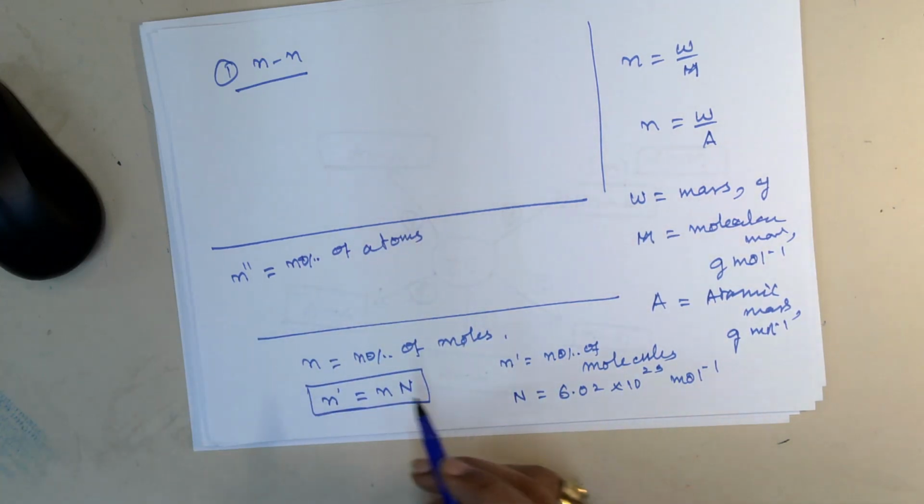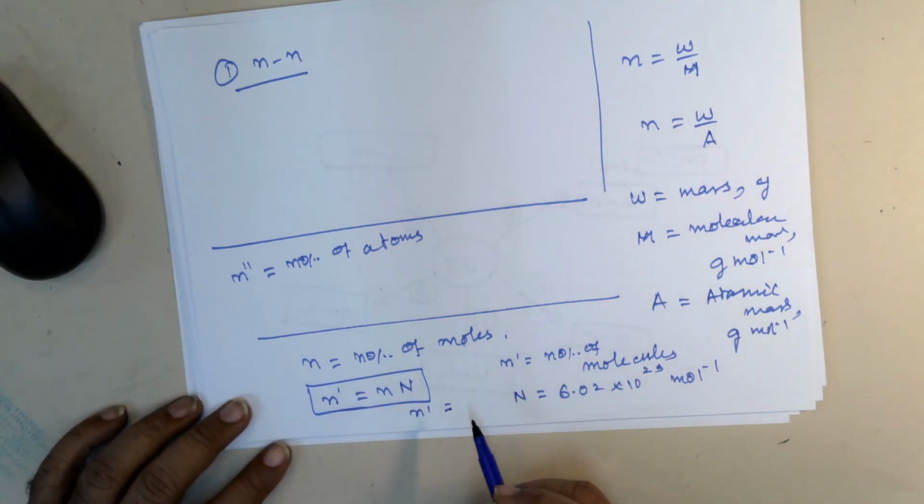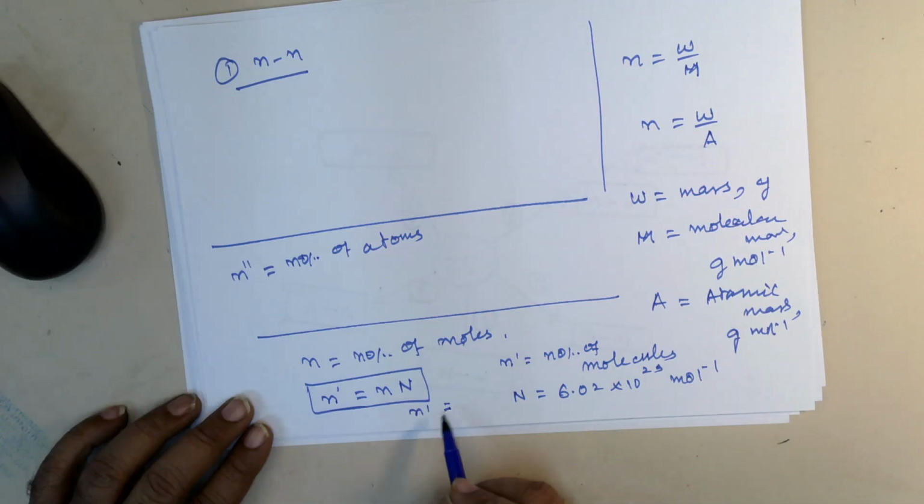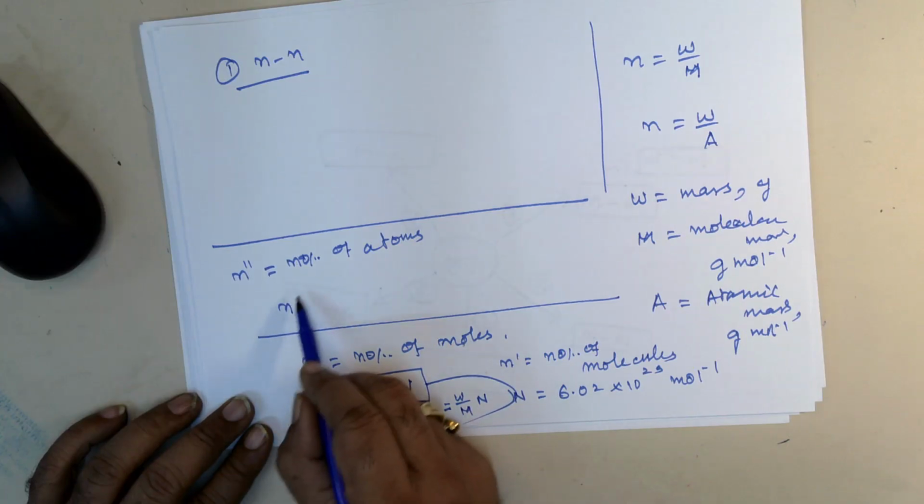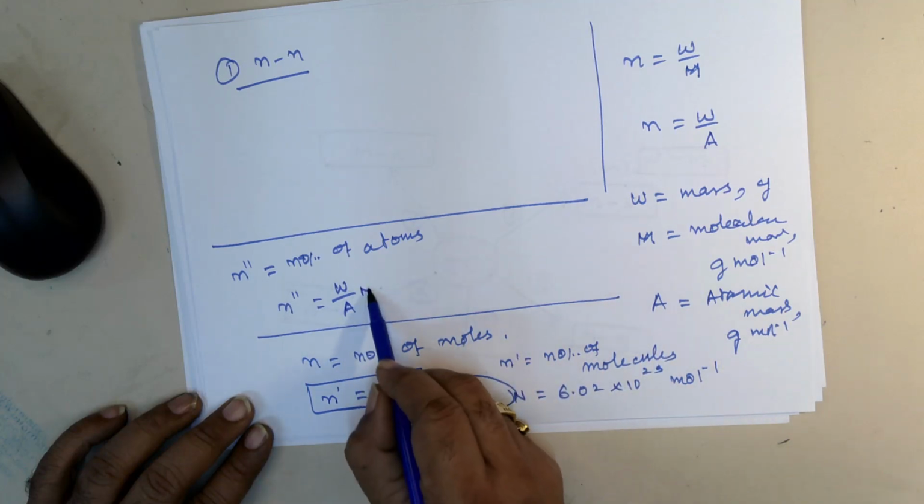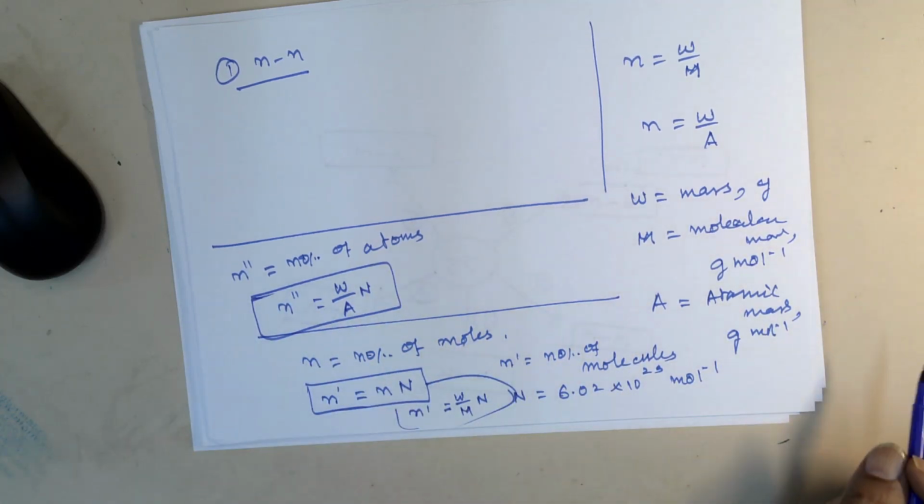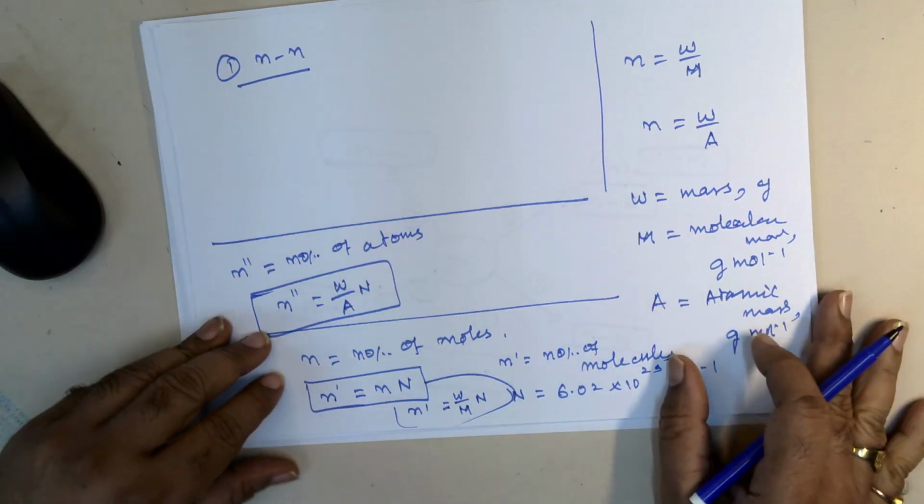Okay, number of atoms. So to calculate the number of atoms, what you can do, now you have N dash is equal to, what is that? N can be replaced by W by M. So W by M into N. So this is the formula. Okay. And in this case, we have to consider the atomic weight. So N double dash is equal to weight by atomic weight into Avogadro's number. So do you understand this? Okay. So that makes the difference because we need to consider the atomicity also.